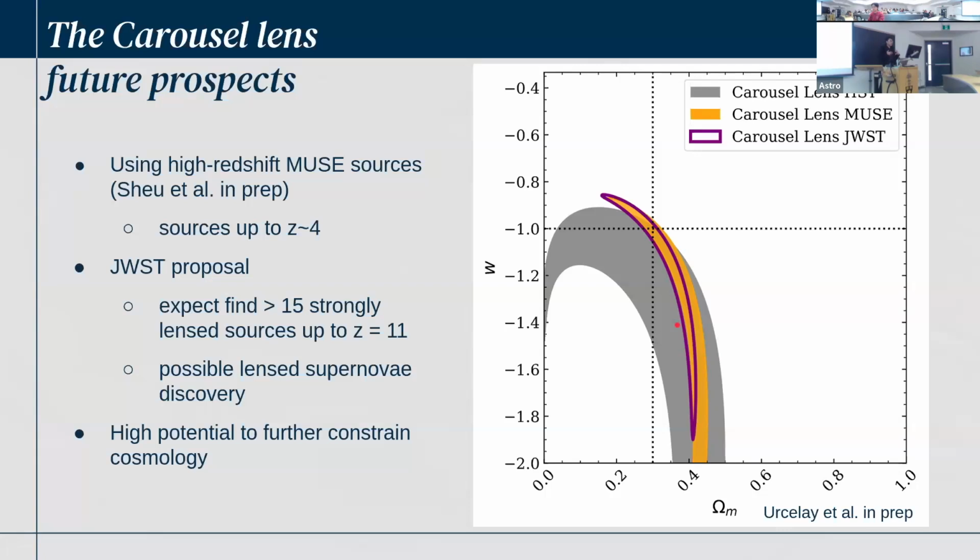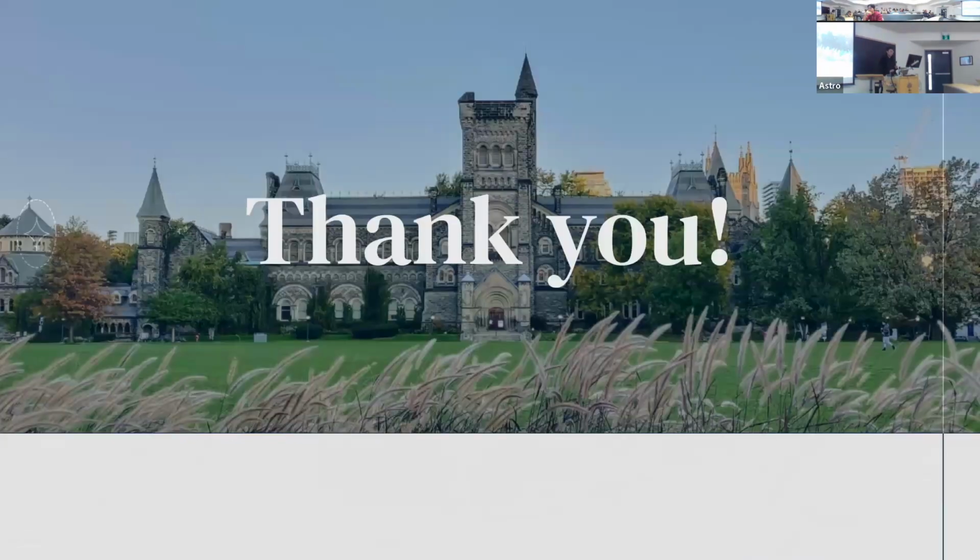We also hope that with this many sources, the chances of finding a lensed supernova also increase, which would contribute to time delay measurements and H0 constraints. So all in all, the system has a very high potential for constraining cosmology even further. So thank you for listening.